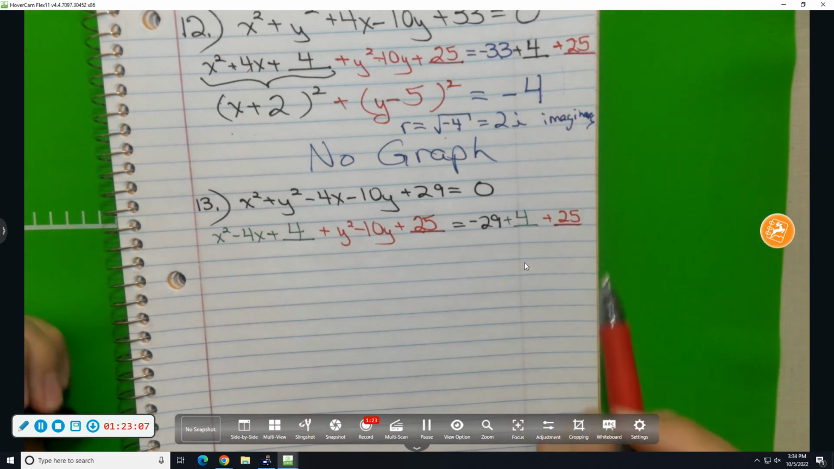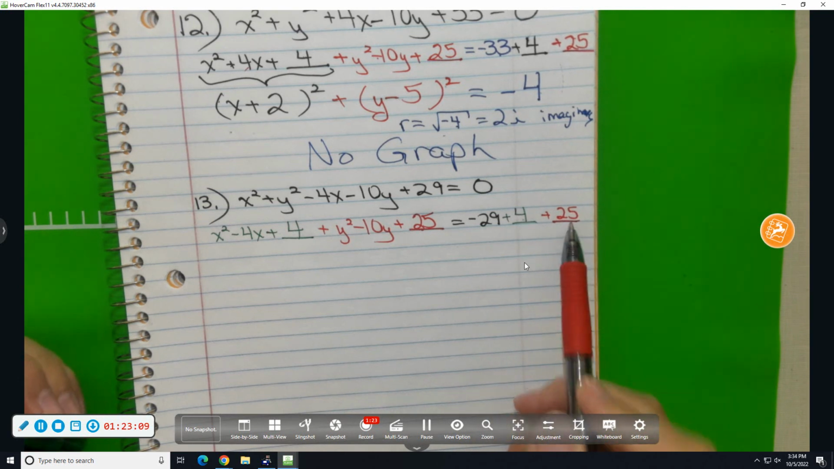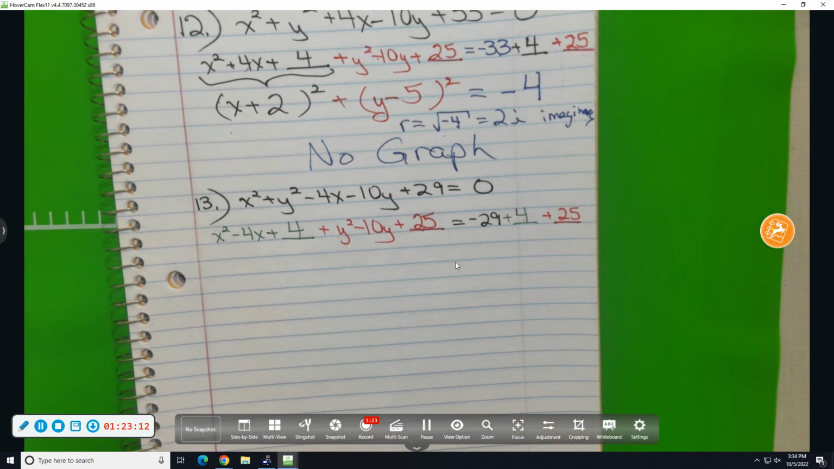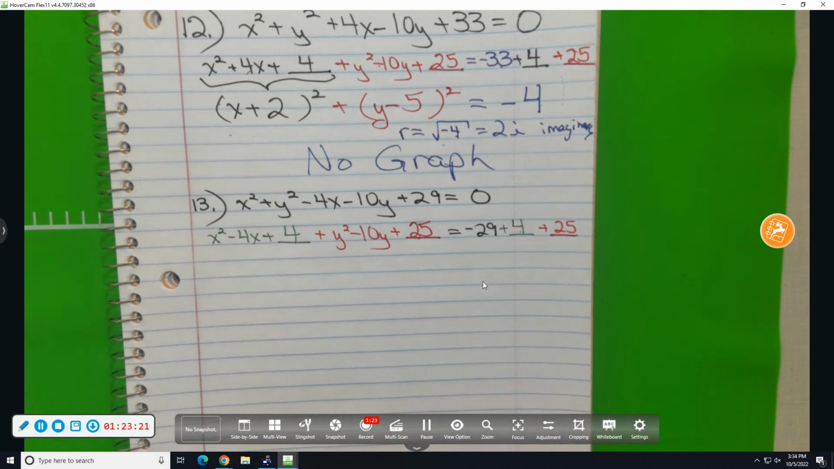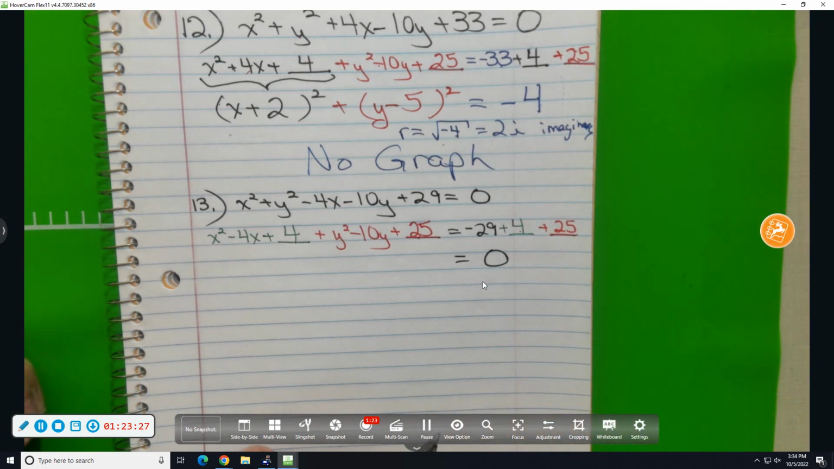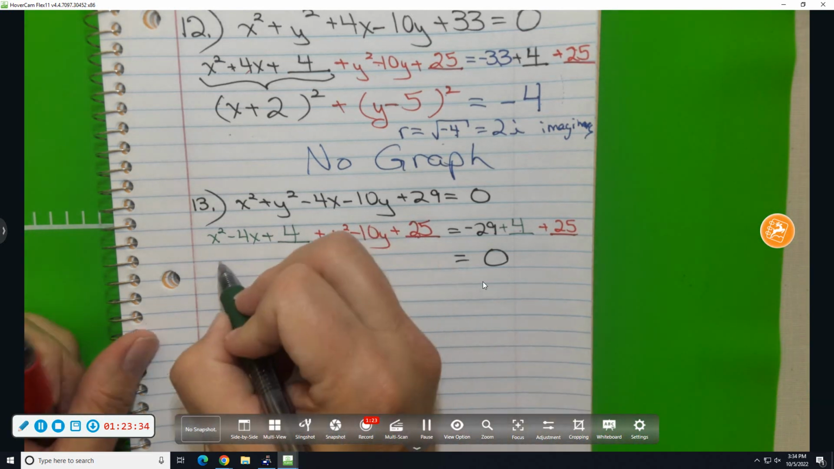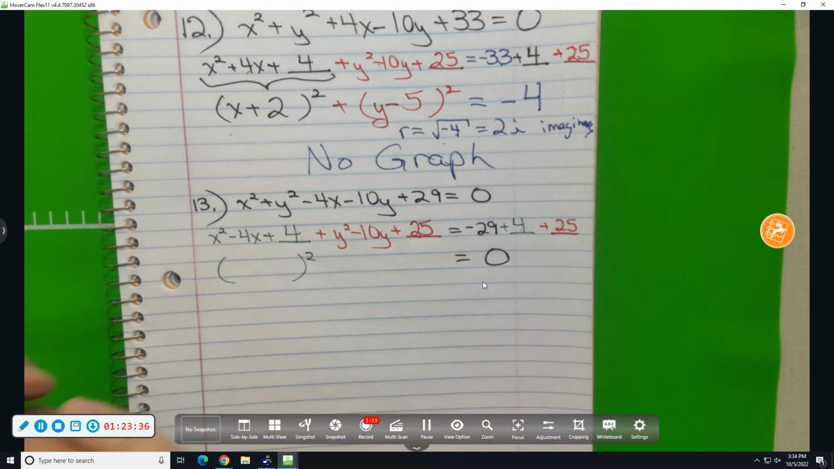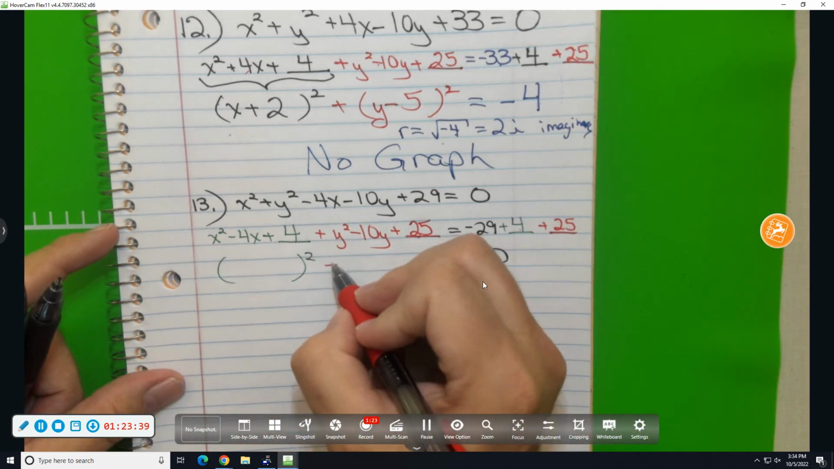Remember, you have to add the green 4 and the red 25 to both sides. Oh, this is good. What have we got on the right-hand side? 0. Negative 29 plus 29 is just 0. So is this thing going to be a circle? No, it'll just be the center point. But let's go ahead, and I just have an aversion to stopping there. Let's go ahead and factor the things.